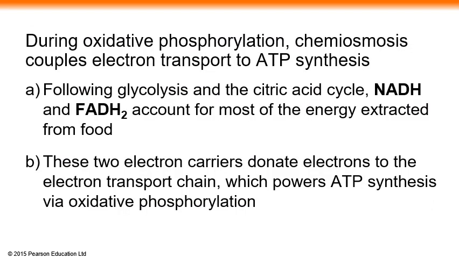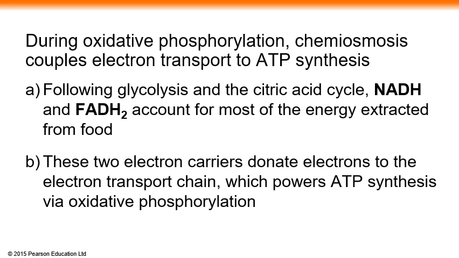During oxidative phosphorylation, chemiosmosis couples electron transport to ATP synthesis. Following glycolysis and the citric acid cycle, NADH and FADH2 account for most of the energy extracted from food.